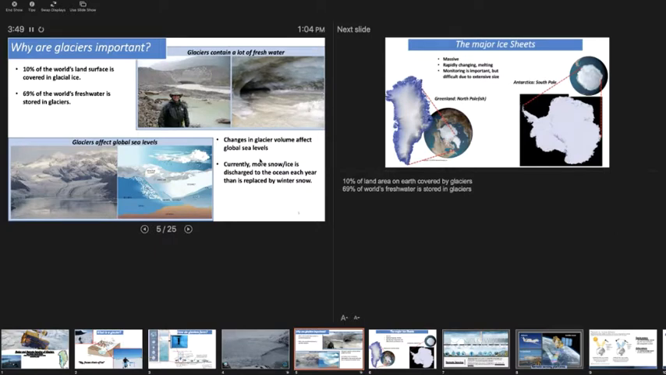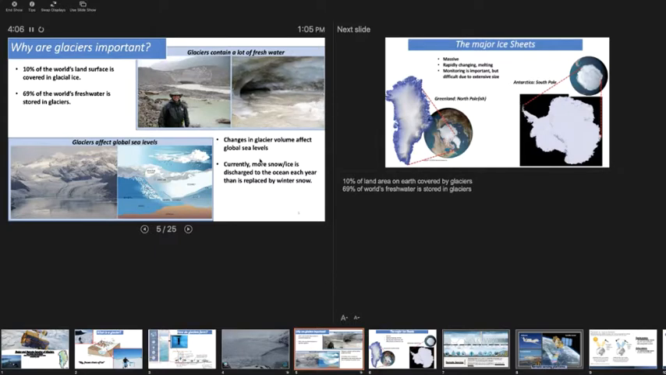So if you think about all the reservoirs, the groundwater, lakes, streams, all those things you might see walking around in the natural world, that's only 1/3 of the fresh water that exists globally, and the rest is locked up in glaciers.